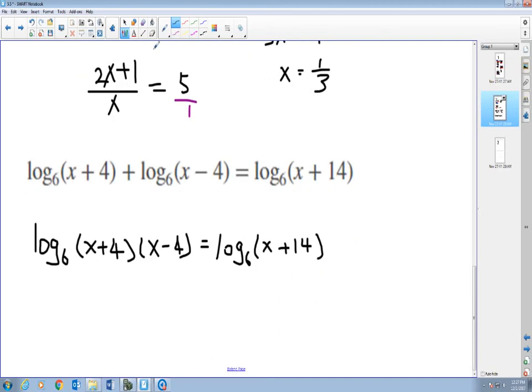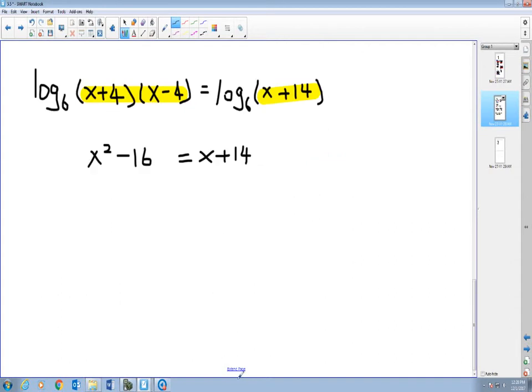Alright, so let's set what they're of equal to each other. And when I do that, as you can see, these two need to be multiplied out, which will give me x squared. So I'm actually going to end up with a quadratic equation. So I'll go ahead and skip the step where I set them equal to each other. I'll go ahead and multiply them. Difference of squares will be x squared minus 16 equal to x plus 14. So this is a quadratic equation.